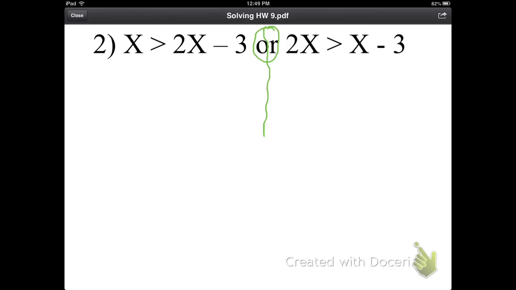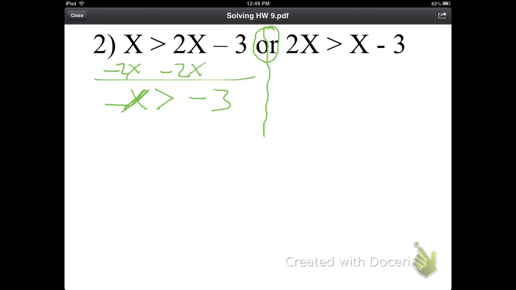Left side, we have x is greater than 2x minus 3. I'm going to move my x's to the right side, so I'm going to subtract 2x from both sides. Because I don't want my variable on the right, I want it on the left, and the left already has just a variable. So we'll move the variables on the right to the left by subtracting 2x. x minus 2x is negative x, and we have greater than negative 3.